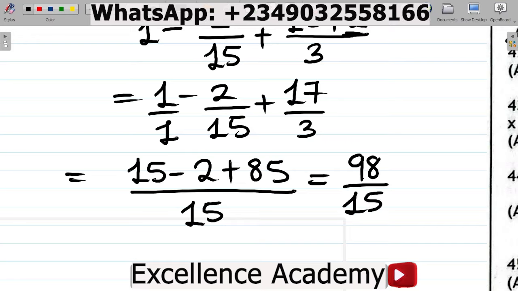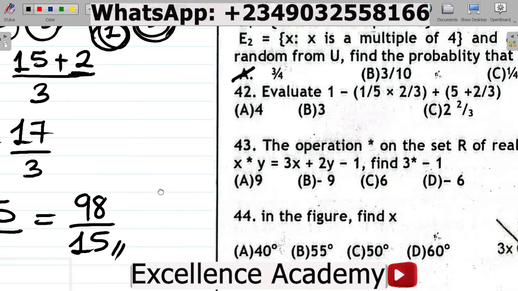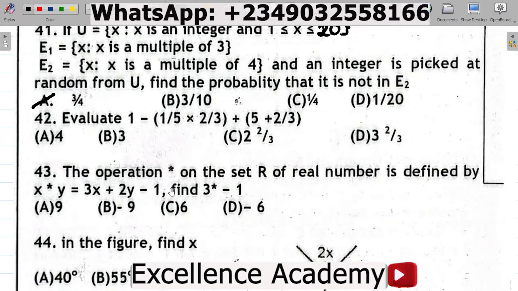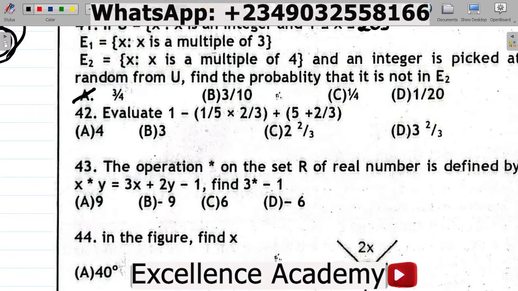Can we bring this to the lowest term? 98 over 15. Yep. So this is basically the answer. 98 over 15. All right. Although you have 6.53, but that's your answer. So looking at this, we can see that there's no correct answer here. For this, no correct answer. All right. So you want to take note of this.